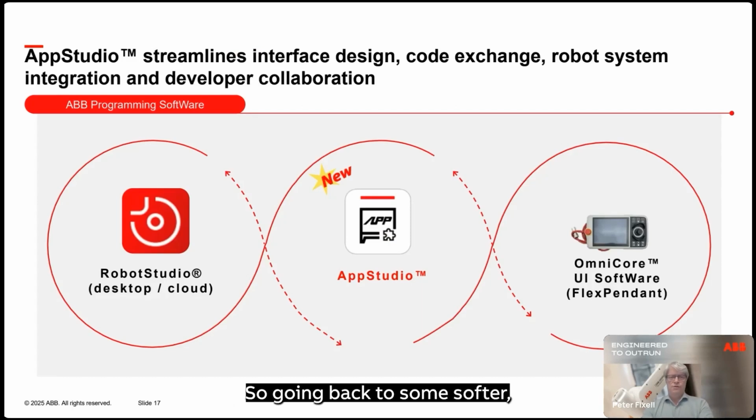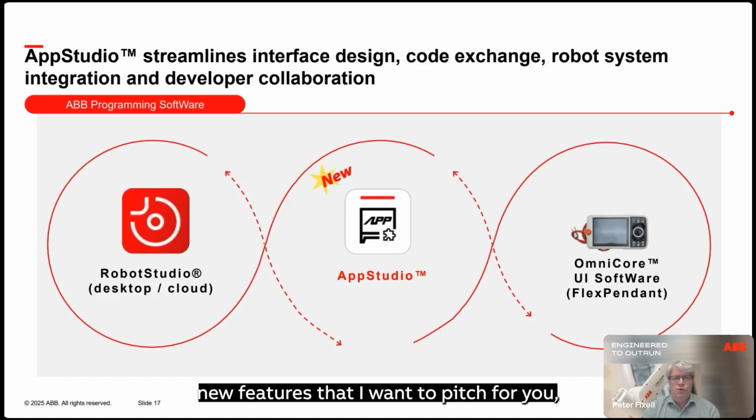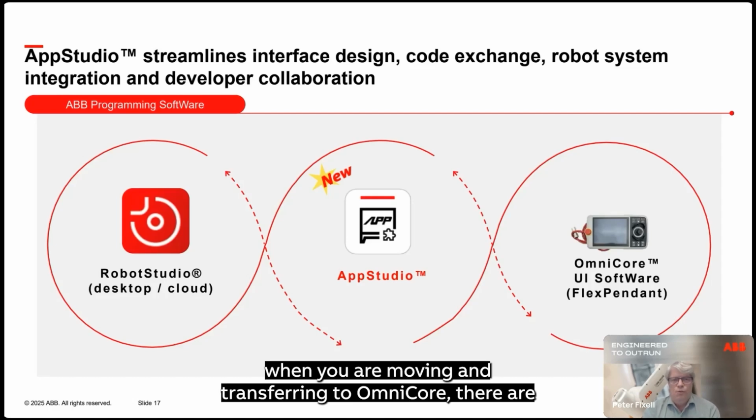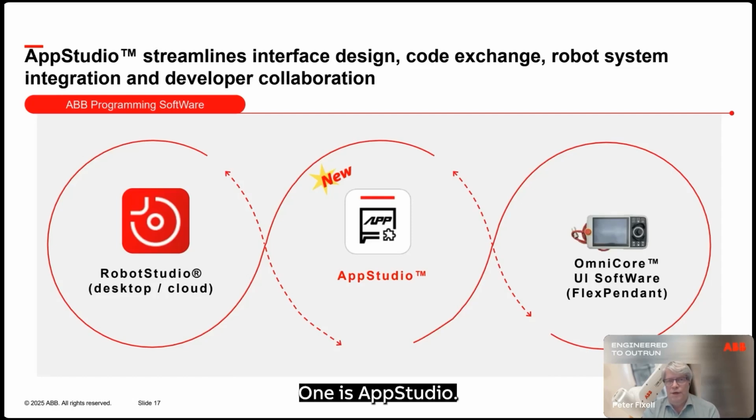So going back to some new software features that I want to pitch for you. When you are moving and transferring to OmniCore, there are some really great features that I think could be beneficial for you to know about. One is App Studio. Now, App Studio is a way of designing the user interface on the FlexPendant.